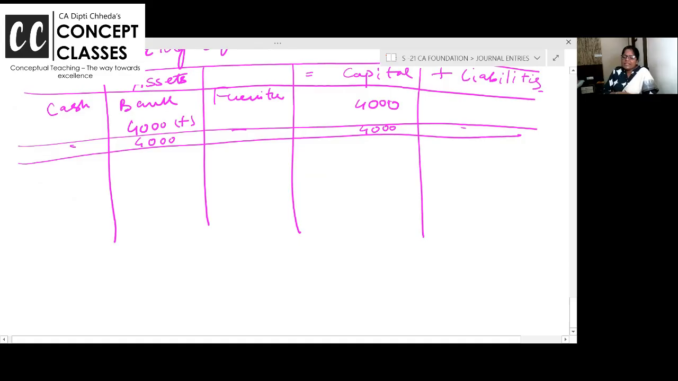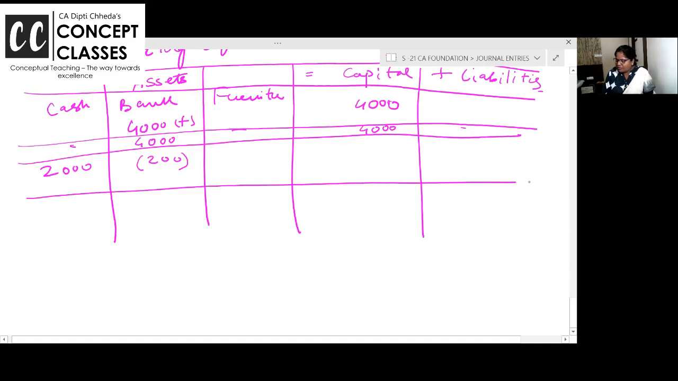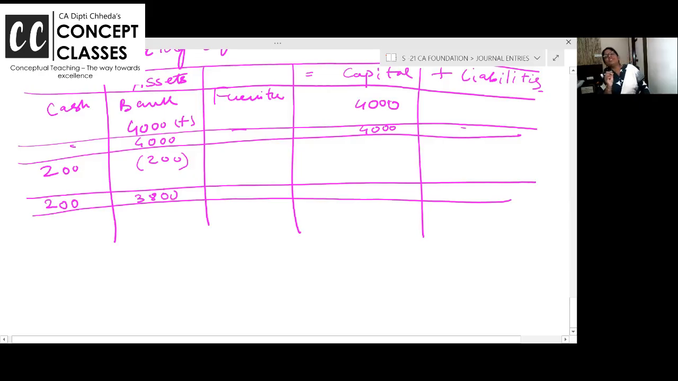Cash withdrawn from the Citibank. So cash बैंक में से कम करना है. How much cash is withdrawn? 200. So reduce from the bank, increase in the cash. Finally, after every transaction, you have to do the total. How much is cash now? 200. How much is bank? 3,800, because you have withdrawn from the bank. Furniture nil, capital same.